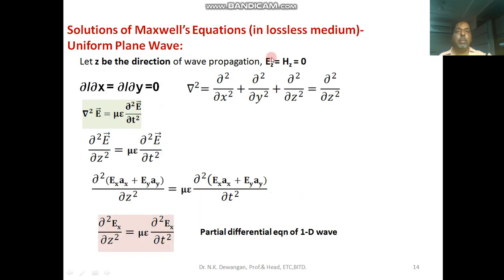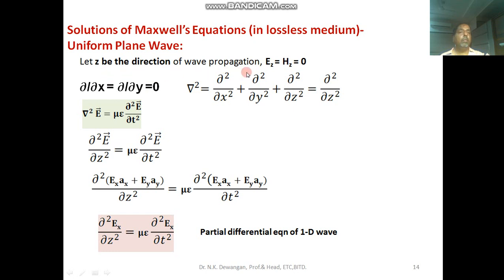Now in lossless medium, suppose uniform plane wave is moving, then how we will write electric field and magnetic field in those medium, lossless medium. So we are going to see uniform plane wave solution. In lossless medium, the wave equation for electric field is this: del square E vector equals mu epsilon del 2 E divided by del T square, and del square in Cartesian system is del 2 divided by del X square, plus del 2 divided by del Y square, plus del 2 divided by del Z square.